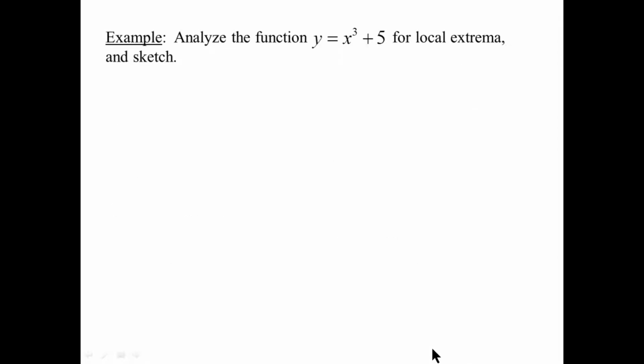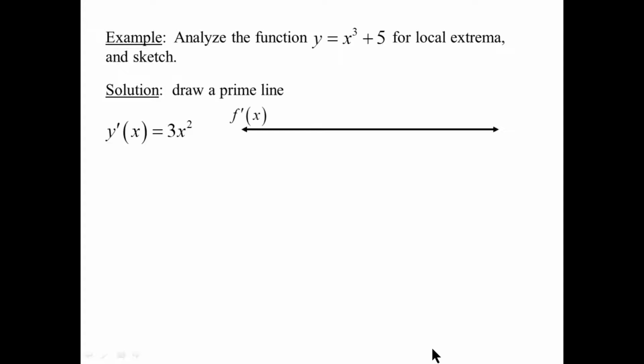Example, analyze a function for local extrema and sketch. Solution, draw a prime line. Differentiating, y prime of x equals 3x squared. Drawing our prime line and putting the critical number on it. Now 3x squared equals 0 implies that x must equal 0. And evaluating the intervals as we're used to doing by now.